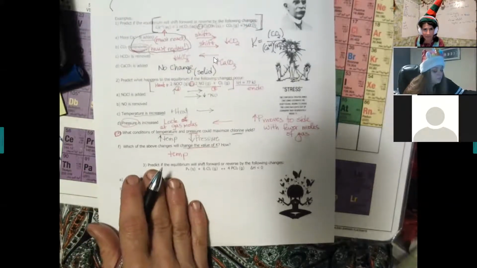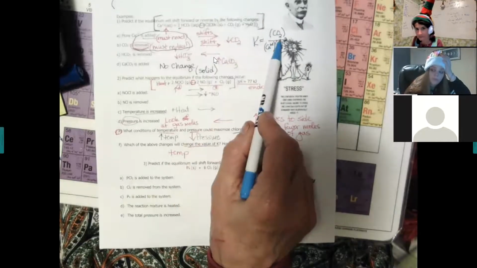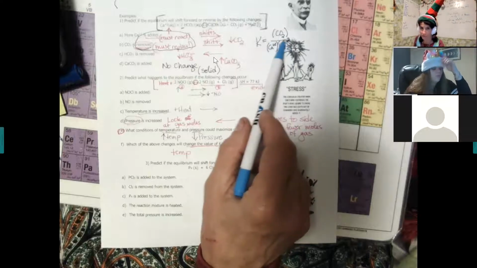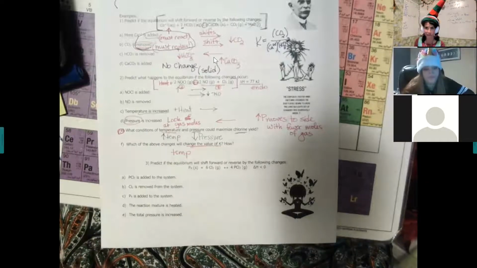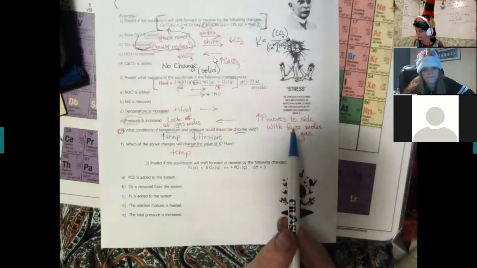All right. The only one that changes the value of K is temperature. So all the other ones, going back, if we write our K expression, like actually on this one, we wrote our K expression. If you take away the CO2, it shifts to make more CO2. So this ratio stays the same. If we added more calcium, it shifts to use up the calcium. So the ratio stays the same. Any changes, if pressure changes actually the concentration because it changes the volume, the ratio stays the same.